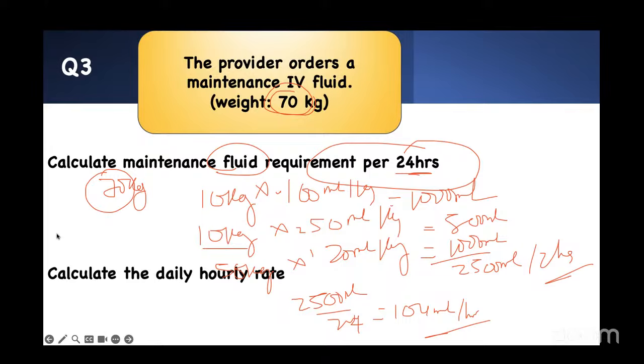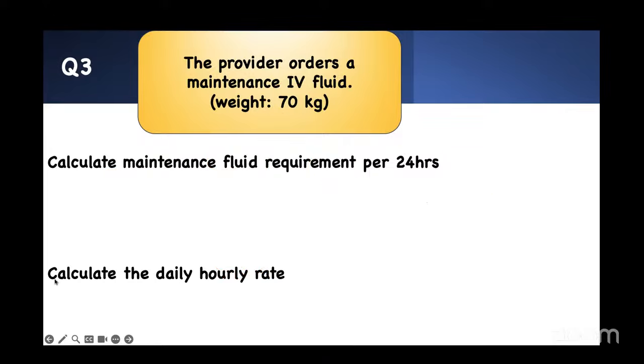If it's 100, then 100 kilos, then you multiply the 20 by 80. But this guy weighs 70. So that's the way to calculate hourly rate and 24-hour rate.